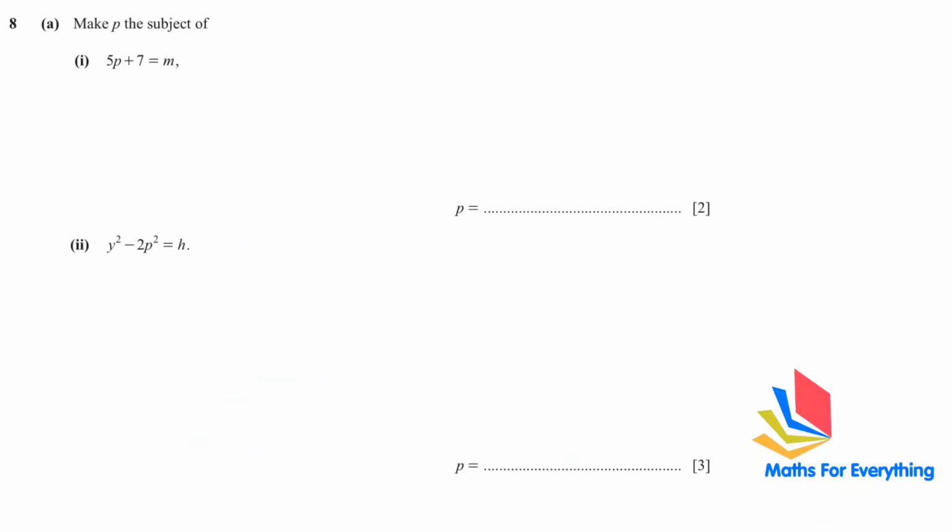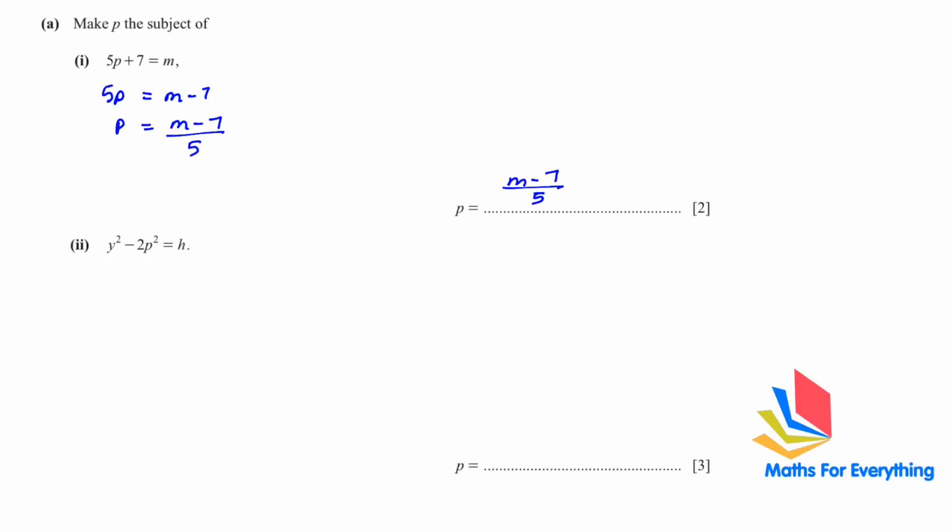Question number 8 is changing the subject. We have to make P the subject. The first one, so 5P is equal to M minus 7. This is a multiply. When you bring to the other side, the 5 will be in the divide. So P is equal to M minus 7 over 5.